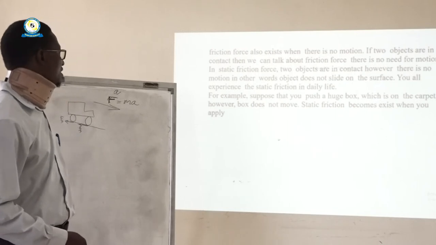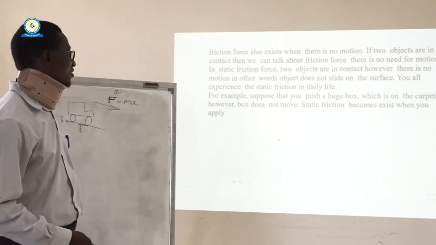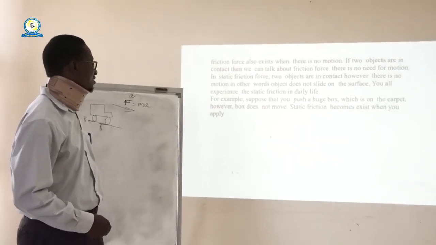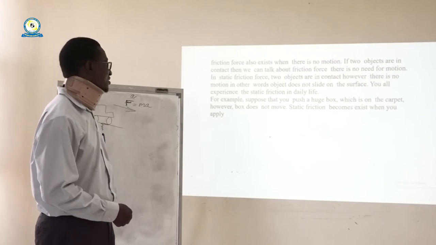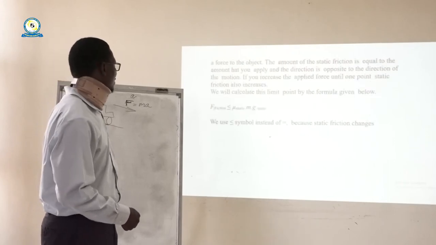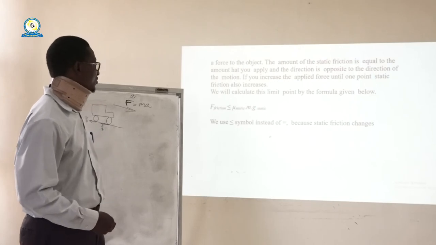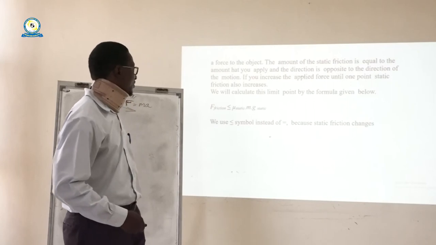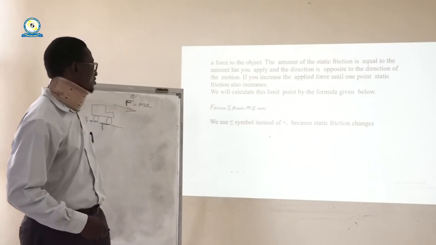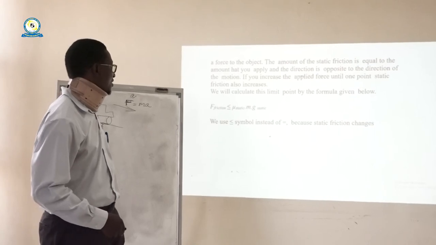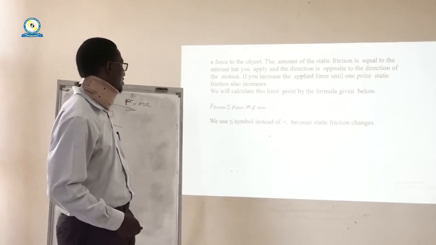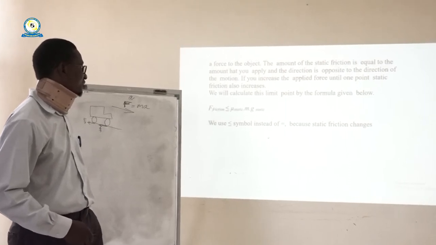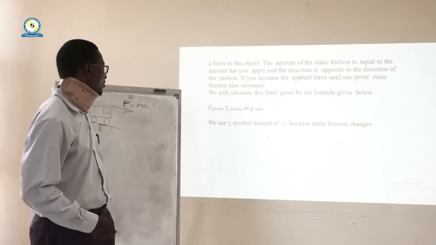For example, suppose that you push a huge box which is on the carpet. However, the box does not move. Static friction exists when you apply a force to the object. The static friction is equal to the amount that you apply, and the direction is opposite to the direction of motion. If you increase the applied force up to one point, static friction also increases. We will calculate this limit point by the formula given below.